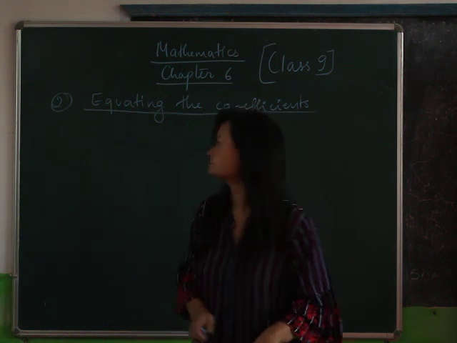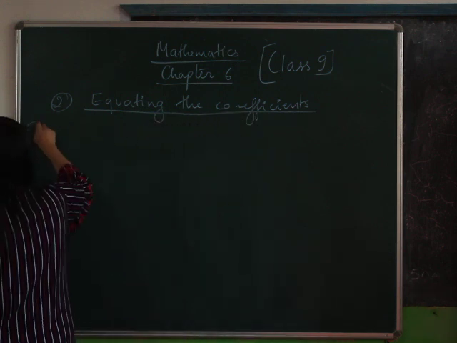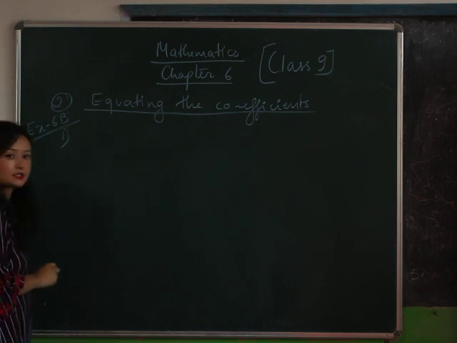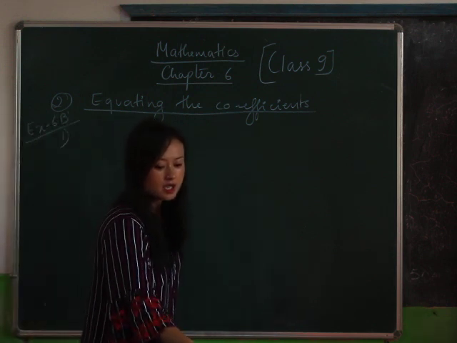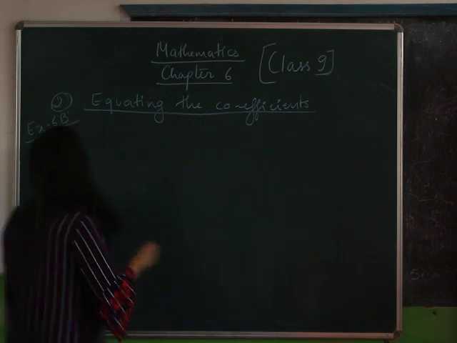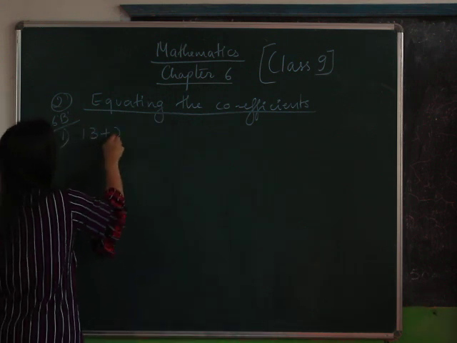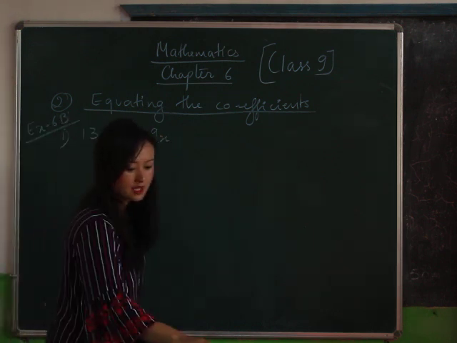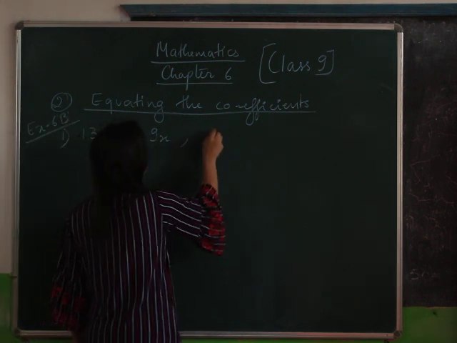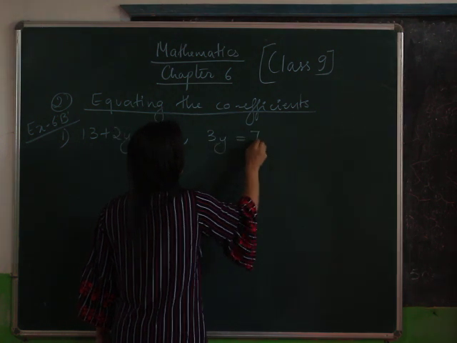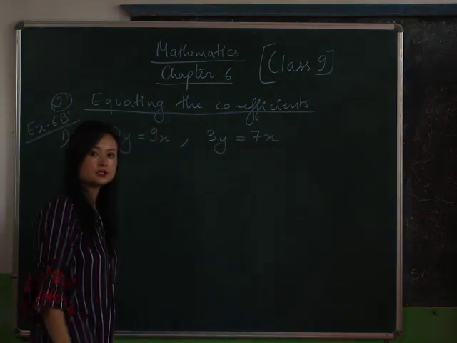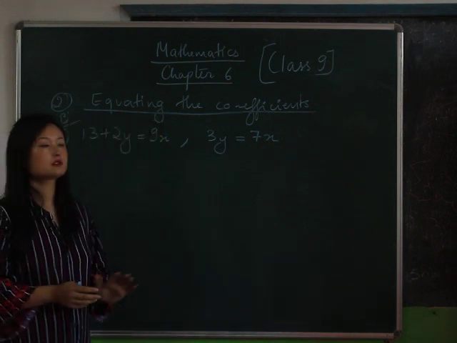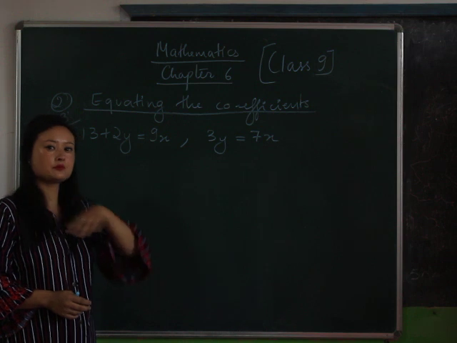Okay, so how are we going to do it? Over here, we are doing exercise 6B, question number 1. I've written the question here on the paper. So 13 plus 2y is equal to 9x, and the second one is 3y is equal to 7x.